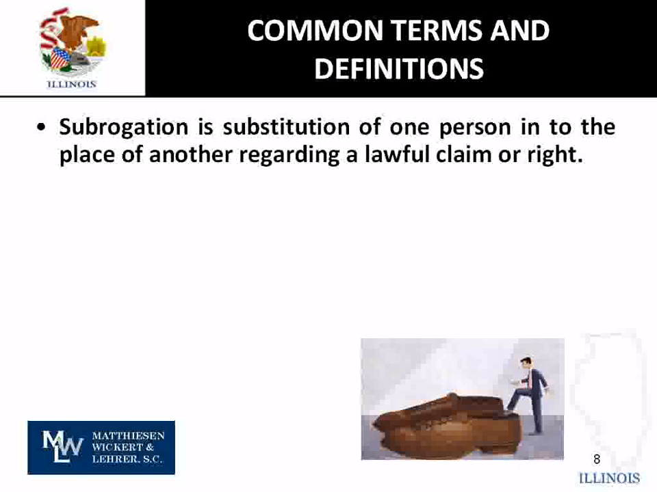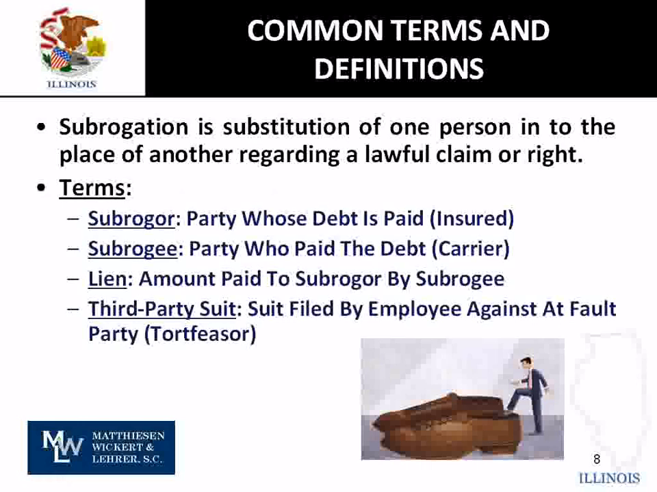But basically, subrogation is the substitution of one person into the place of another regarding a lawful claim or right. There are some terms that we want you to be familiar with. Subrogor is the party whose debt is paid, and that's the insured or the employer. Subrogee is the party who paid the debt, that'll be the carrier. The lien is the amount that's paid to the subrogor by the subrogee. And the lien will include, in Illinois, Section 8A medical benefits, TTD benefits, and permanency benefits. The third party suit is filed by an employee against an at-fault party.